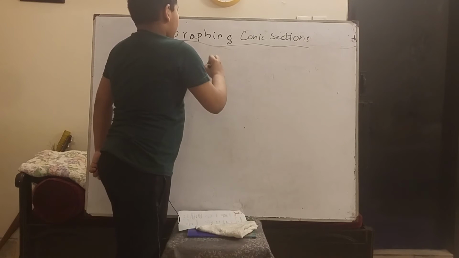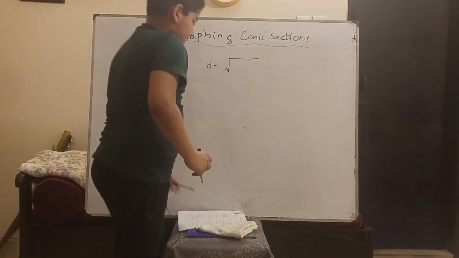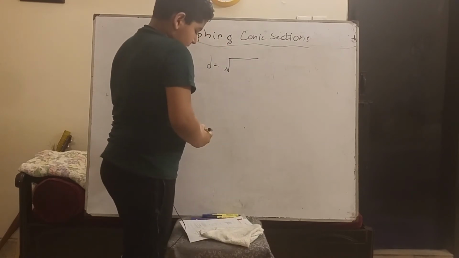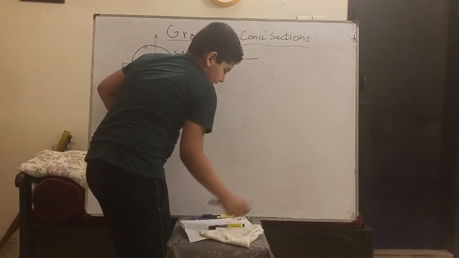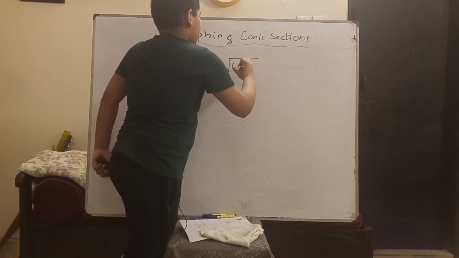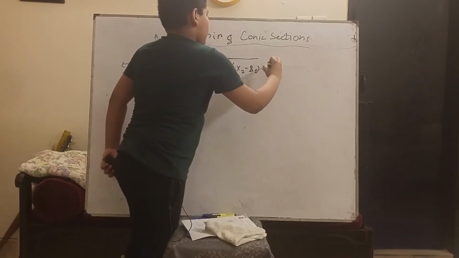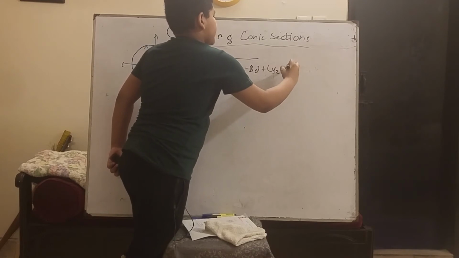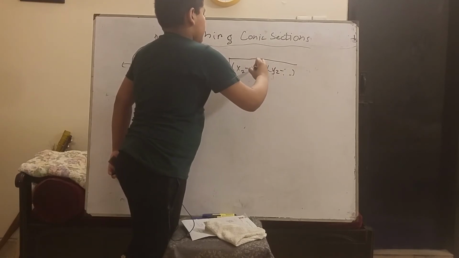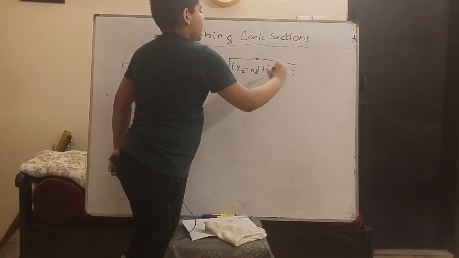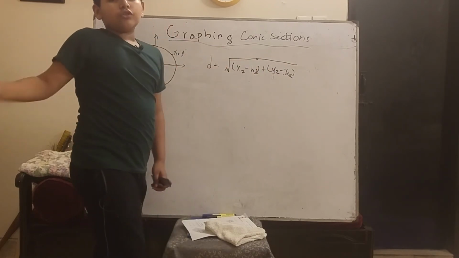So in the distance formula, delta x and delta y can be expanded to x2 minus x1 plus y2 minus y1. And this is the form we're going to use today. But instead of the x1 and y1, we're going to put h and k. Now remember, it's exactly like this. So it won't switch.